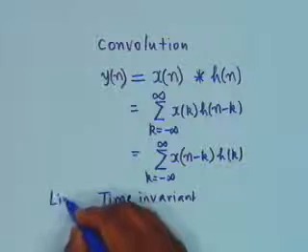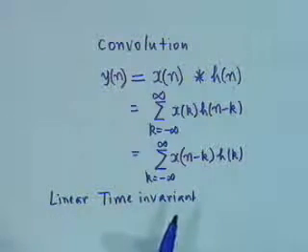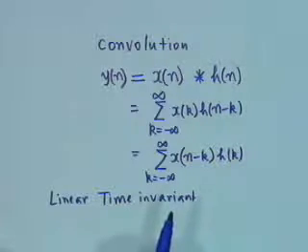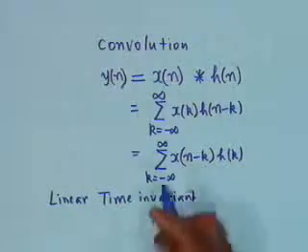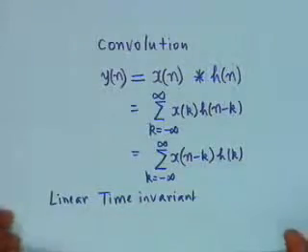Of course, the system has to be linear. For a linear time invariant system with a discrete time signal input, the output is given by this particular relationship, and I keep on repeating this because you must get it by heart.